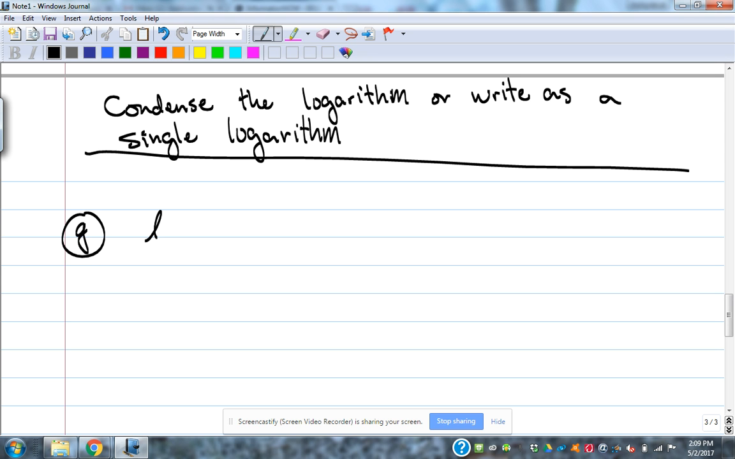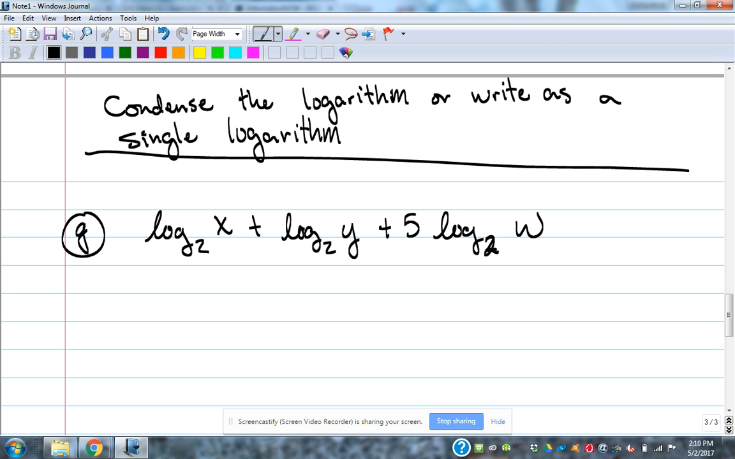So let's say we start out with this one, log base 2 of x plus log base 2 of y plus 5 log base 2 of w. They all have the same log base. That's kind of important, but they're not going to mix them together on you. They're all going to be the same. But it is important to note, like when you go through higher level math, they might mix it together then. So the logs have to be the same to be put together. That's what makes them like terms.